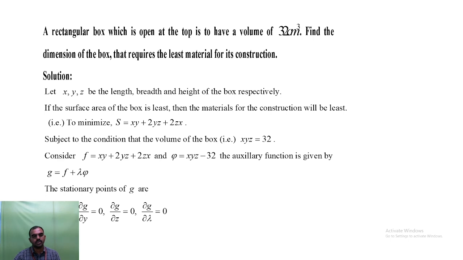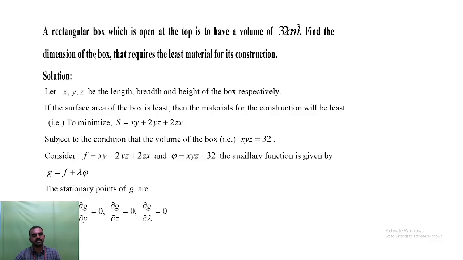So we have to see one problem based on the Lagrange method of multipliers. A rectangular box which is open at the top is to have a volume of 32 cm³. Find the dimensions of the box that requires the least material for its construction. So what is given? Rectangular box is given. The volume of the box is given. So to find the dimensions of the box.